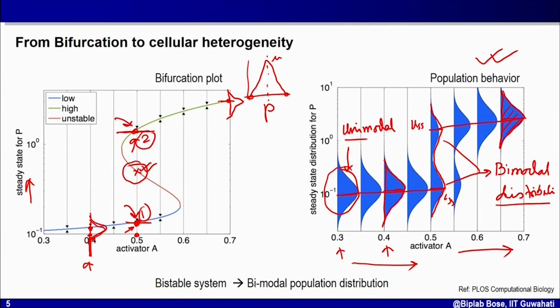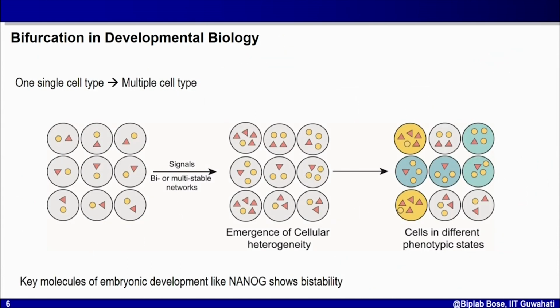So this example shows that a simple feedback circuit, the ODE which I have written, is essentially nothing but a simple feedback circuit for protein expression P that has bistability and that gives rise to a bimodal population distribution of protein. Now let us try to use it further.